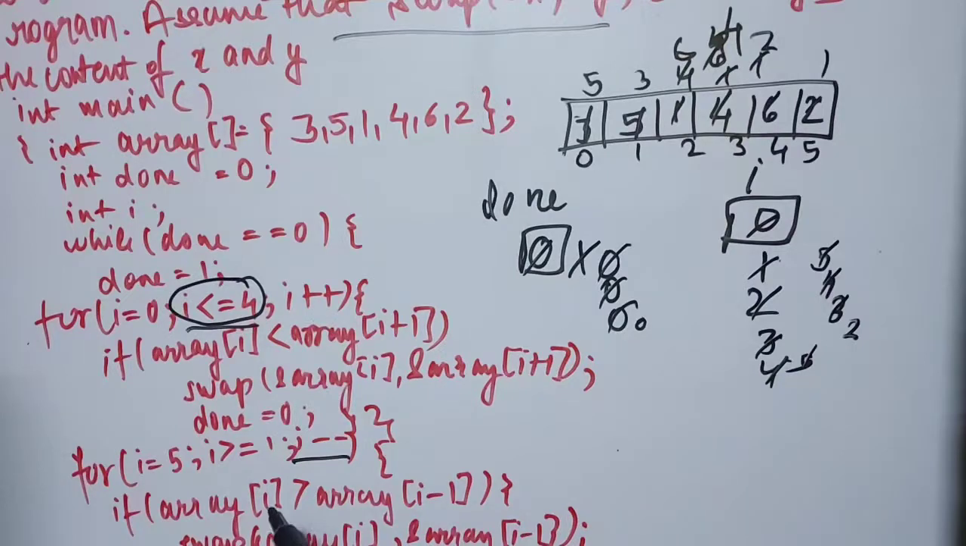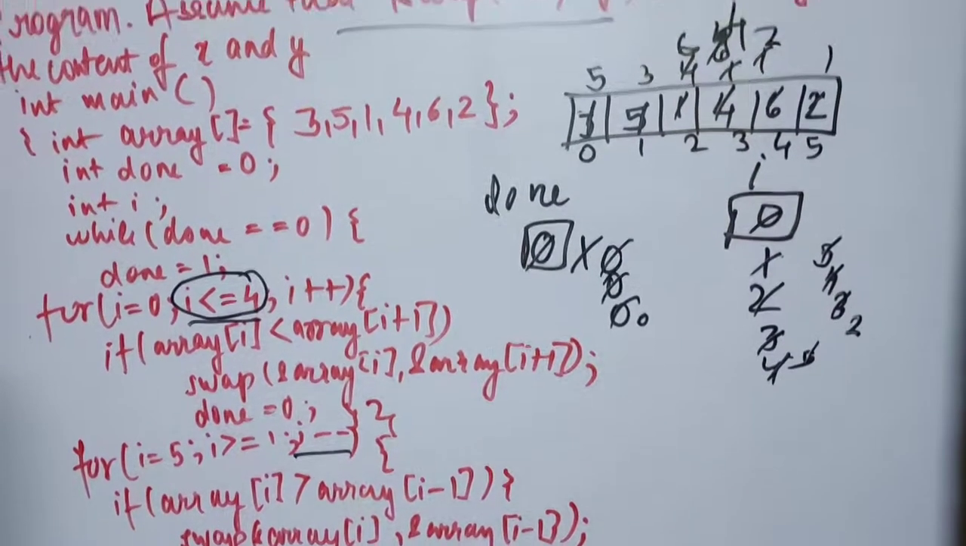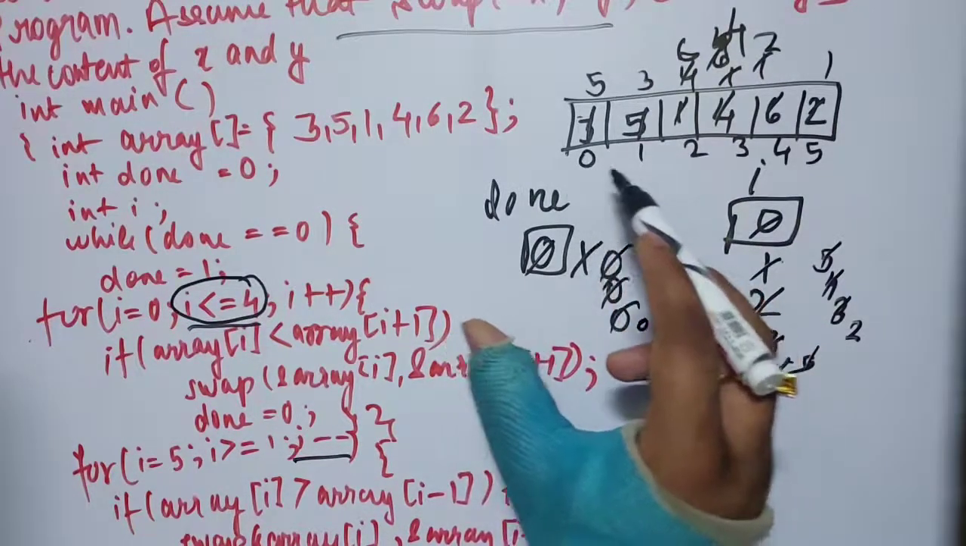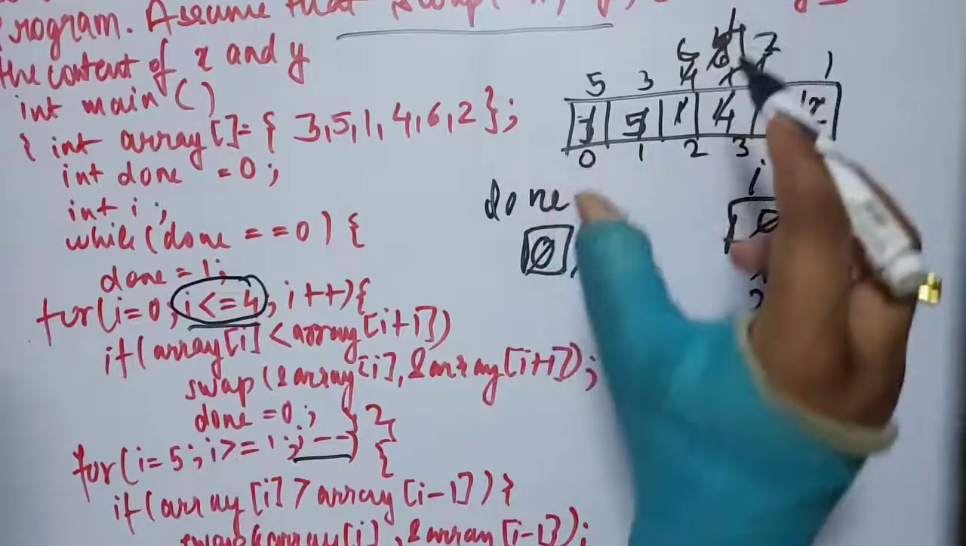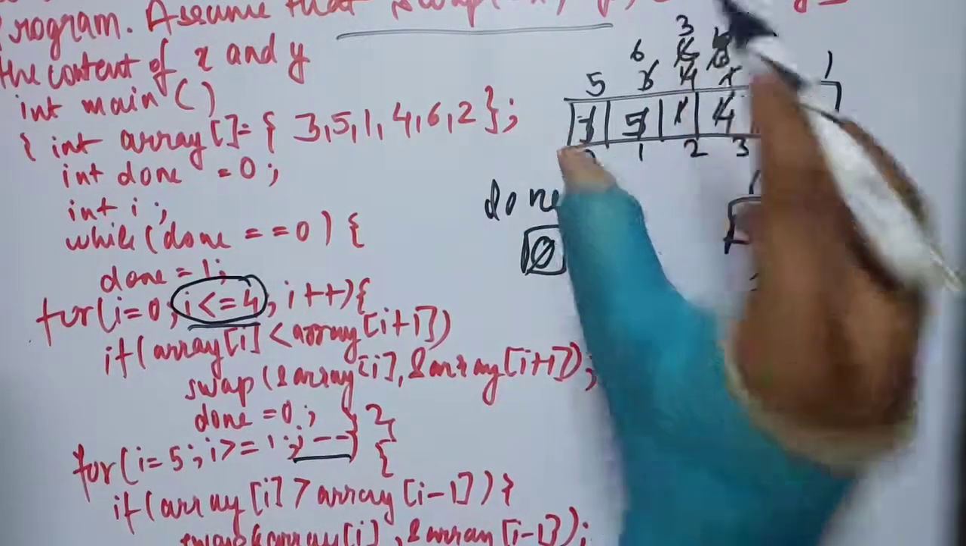And now we will check 2 is greater than equal to 1. Condition of for loop is true. Now we will jump to if condition. If array of 2 is greater than array of 1. Now we will see array of 2. Array of 2 is 6 and 6 is greater than 3. So they will swap their contents. 6 comes here and 3 comes here.